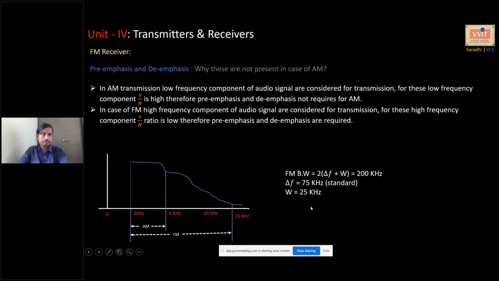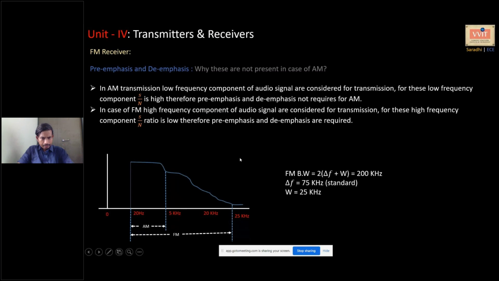As we mentioned, AM is essentially used in speech communication, and speech signals occupy only from 20 Hz to 5 kHz. FM is used for audio communication, where the bandwidth is 20 kilohertz. Transmission bandwidth is 200 kilohertz. Sorry. So it has frequencies from 200 Hz to something around 200 kilohertz. Let us suppose 25 kilohertz up to here. Now, the answer to this question: why are these emphasis circuits not there in AM?